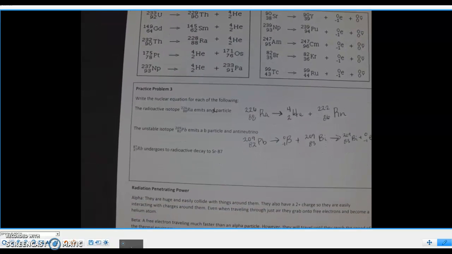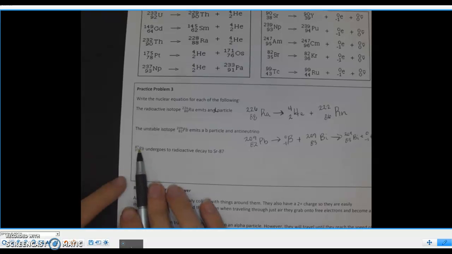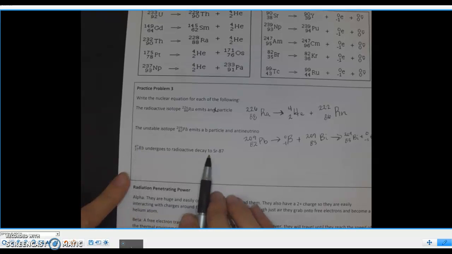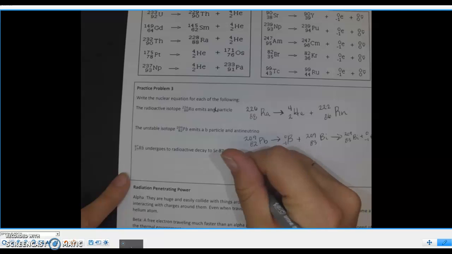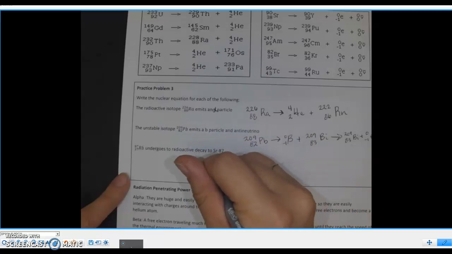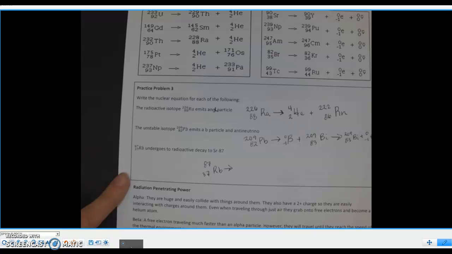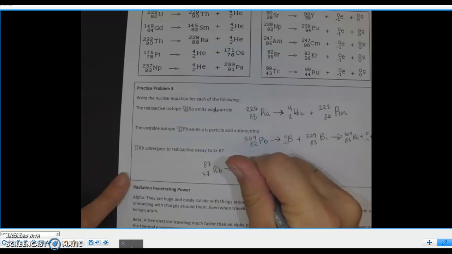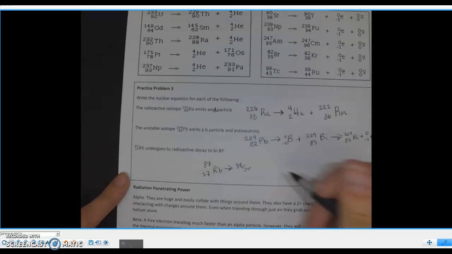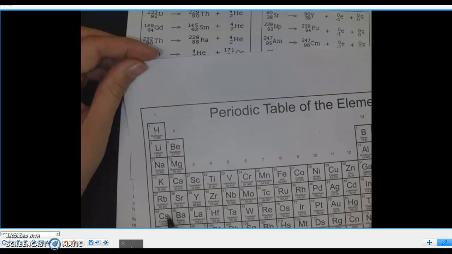And then our last one, Rb 37, rubidium 87 undergoes radioactive decay to strontium, I believe, yep, 87. Okay, so we have 87, 37, rubidium, and we're going to decay to strontium 87. Okay, I'm going to go to my periodic table. I'm going to find strontium, and it has an atomic number of 38.